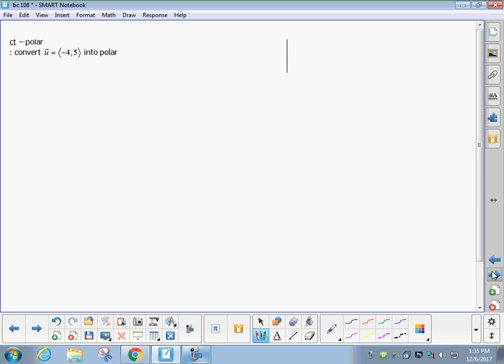Converting into polar, negative 4, 5. If I were to draw this, which you don't have to do, but I do, negative 4, 5 is in the second quadrant. You can find r by Pythagorean theorem, which is 16 plus 25, root 41. Yeah?